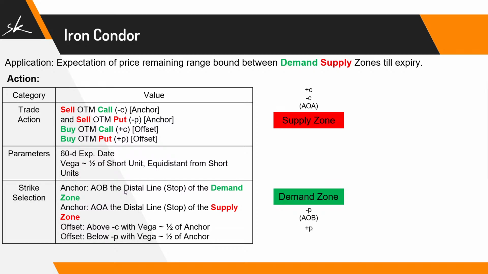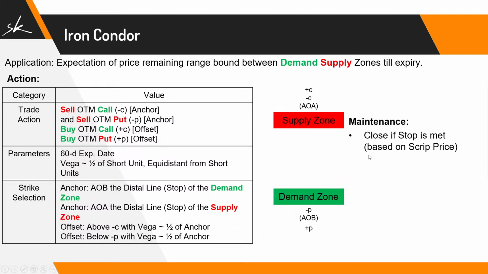The anchor unit is at or below the distal line, which is the stop loss of the demand area, and similarly the anchor unit is at or above the distal line, which is the stop loss of the supply zone. And the offset units are above the call we sell and below the put we sell, and we want to find something which has a Vega that is half of the anchor unit.